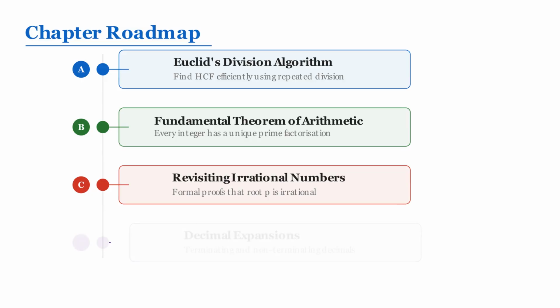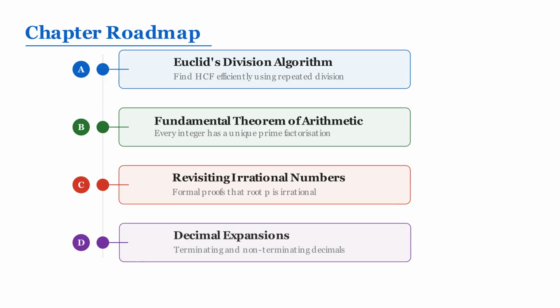The fourth section is about decimal expansions. We connect prime factorization to decimal representation. Some fractions give terminating decimals. Others give decimals that repeat forever.